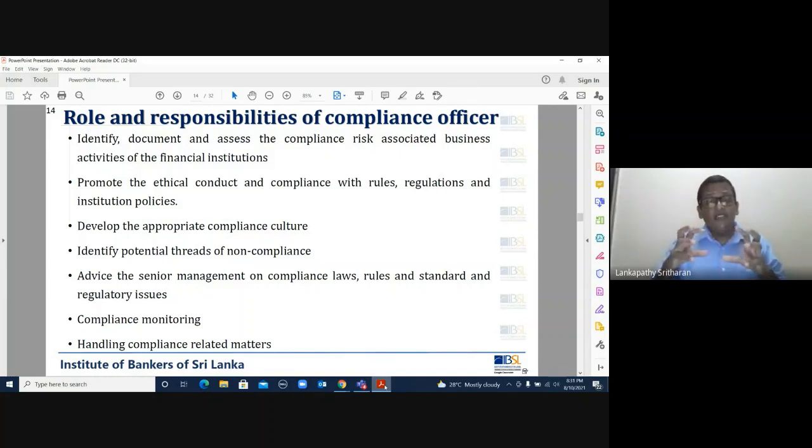So the compliance officer has to follow it up, and has to advise the senior management on this compliance function and the changes. This advising part is one of the important functions of the compliance officer. And compliance monitoring, of course, is the monitoring. Why are we saying monitoring is a continuous process? Time to time there may be changes, so they have to continuously monitor. And handling compliance related matters is another responsibility of the compliance officer.